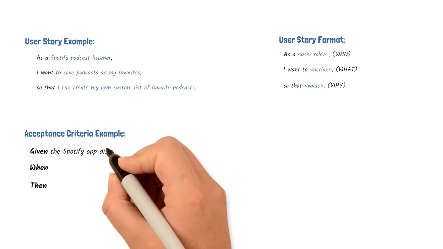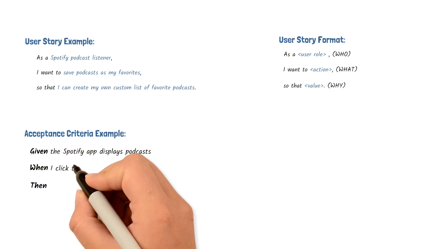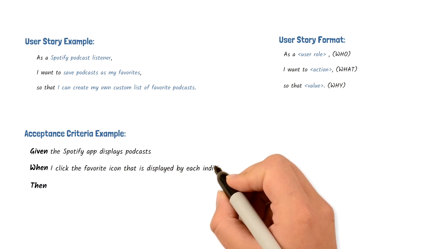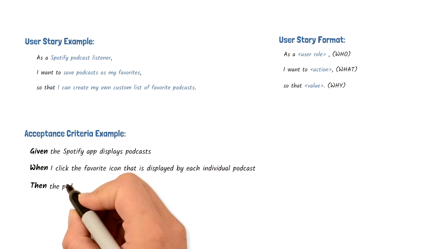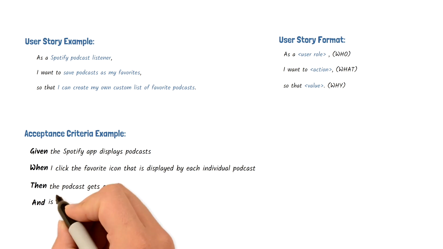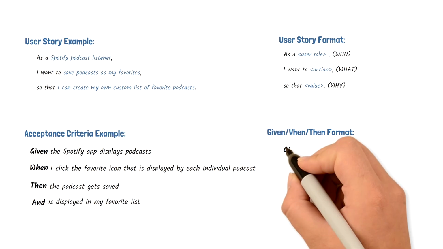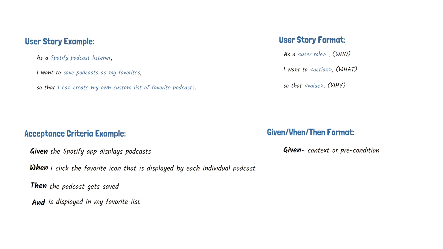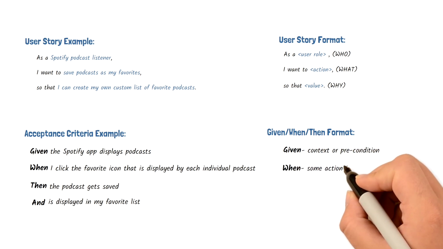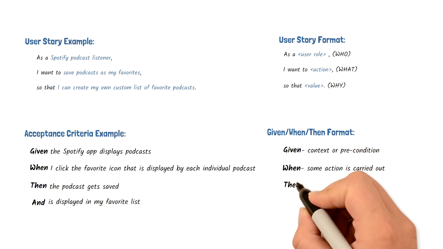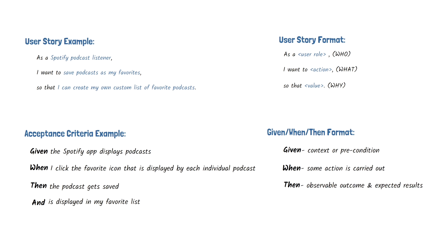Given the Spotify app displays podcasts, when I click the favorite icon that is displayed by each individual podcast, then the podcast gets saved and is displayed in my favorite list. As you notice, given shows context or precondition, when shows the action that is carried out, and then displays the observable outcome and expected results.